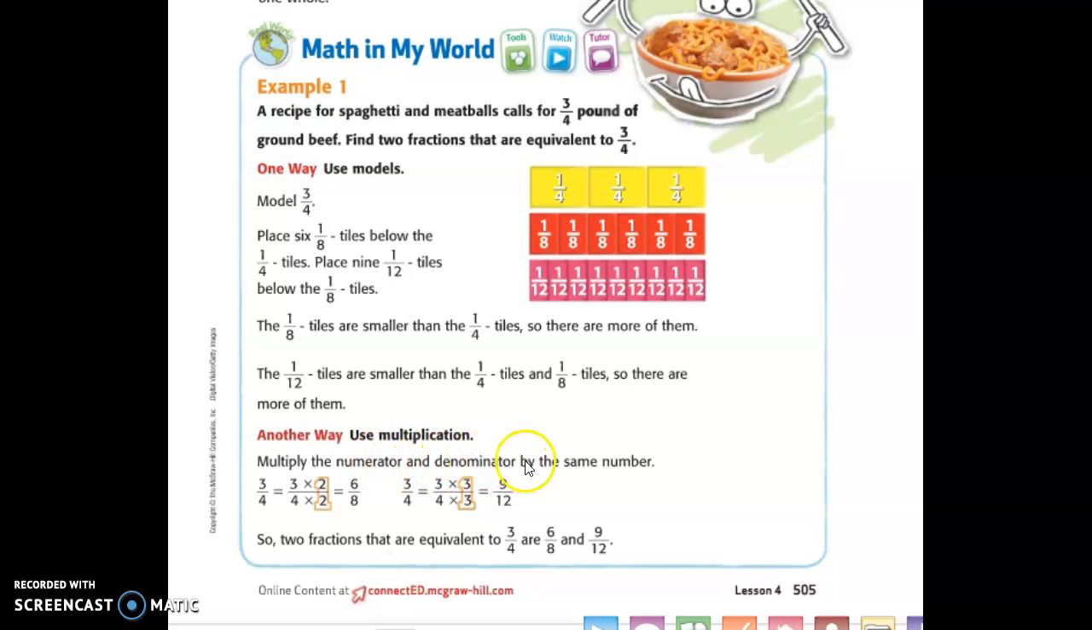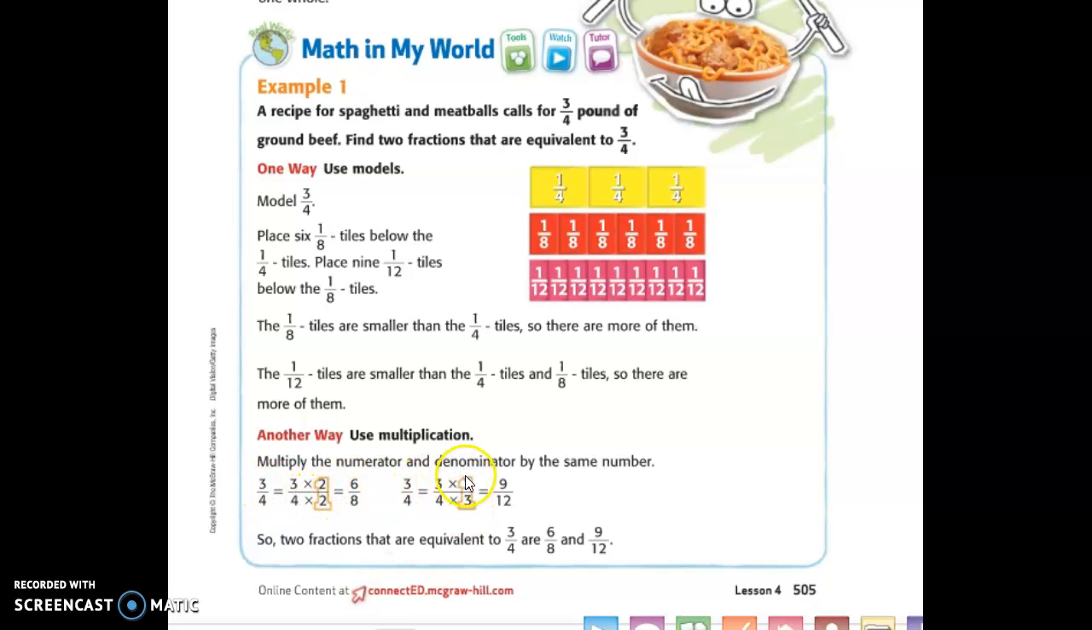Multiply the numerator and the denominator by the same number. And that's because, remember, 2/2 would be the same as one whole. And that's why they've got the outline that looks like 1. And that would be the identity property. When you're multiplying by 1, you're going to get the same number. So if we take 3/4 and we multiply the numerator and denominator by 2, 3 times 2 is 6, 4 times 2 is 8. So 6/8 and 3/4 are equivalent.